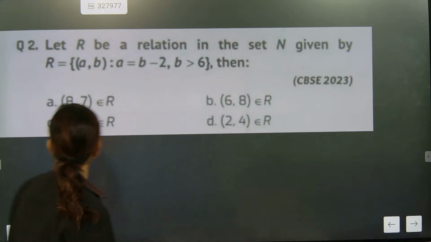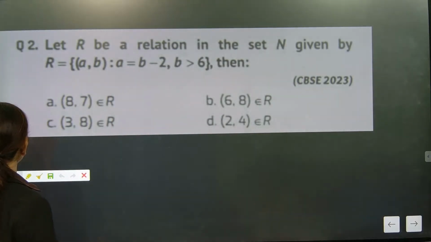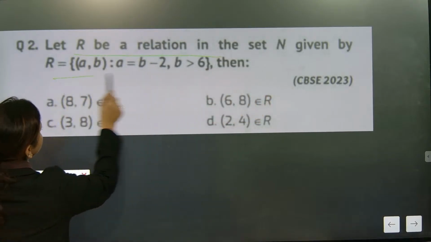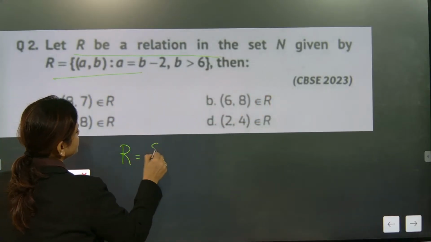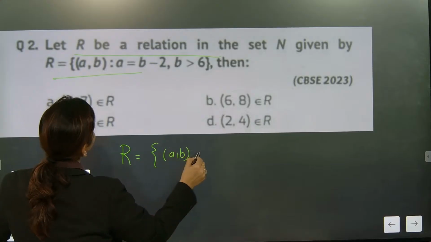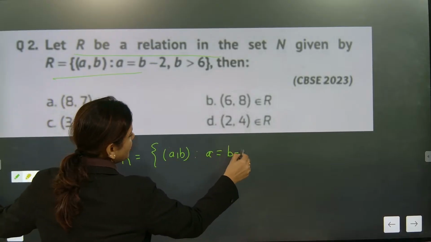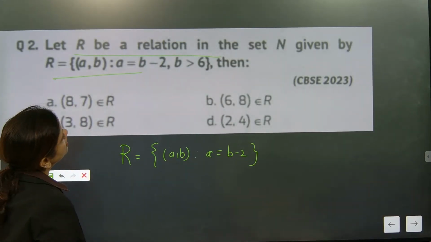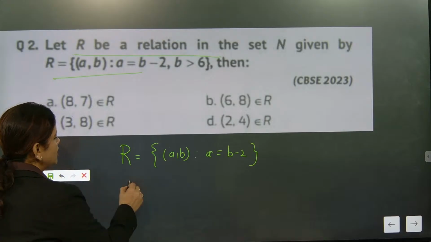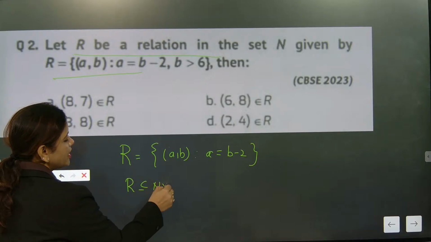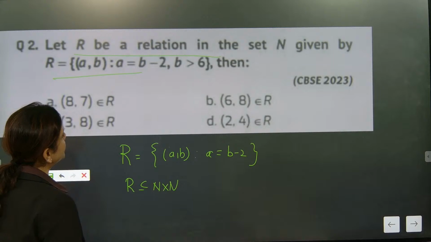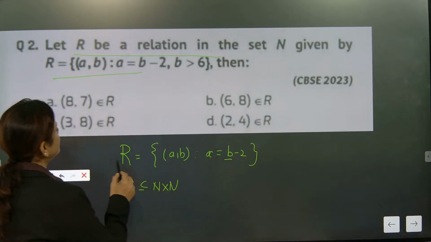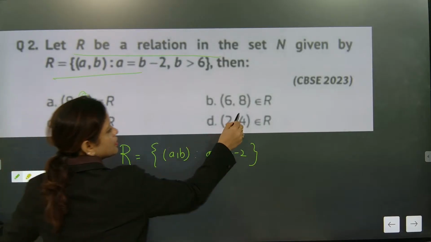Let's work with this. What is the question actually given to you? R is a relation in the set N given by this. So, what is the relation given? Children, first focus here. A is equal to B minus 2. What is A? It is coming from the set of natural numbers. So that means the relation is a subset of N cross N. Got it? So if we put B is equal to, then we will start putting these values.